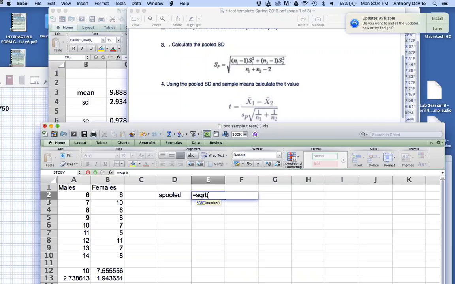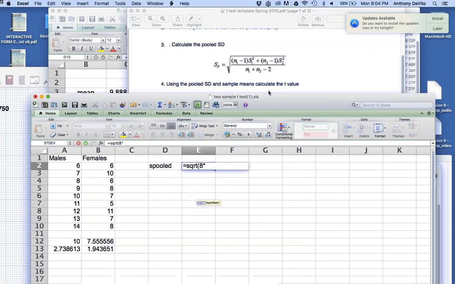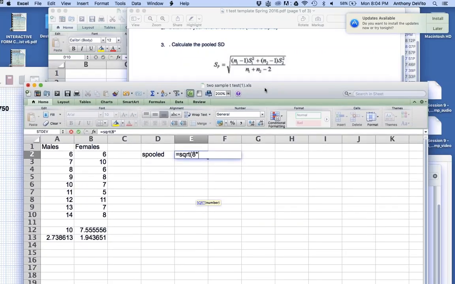The square root of n1 minus 1, well, that's 8, right? The first sample size is 8, times the standard deviation for group 1 squared. What was the standard deviation? The n is 9, right? So n minus 1 is 8. Okay, 8 times the standard deviation for males, which is 2.73, and I'm going to square that, so I'm going to multiply it by that again.